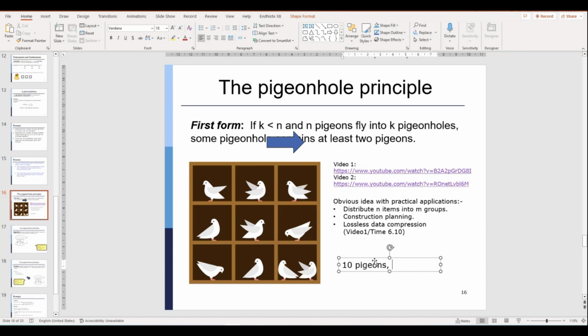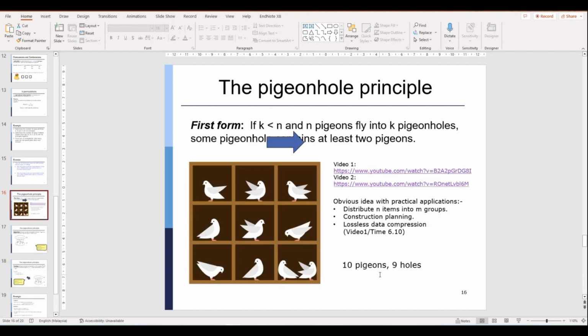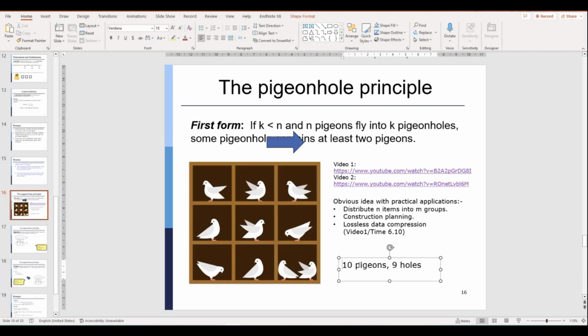And we have 9 holes. So just now, if we take the formula from the third form, n is 10, m is 9, right? So you see, n is 10, m is 9.